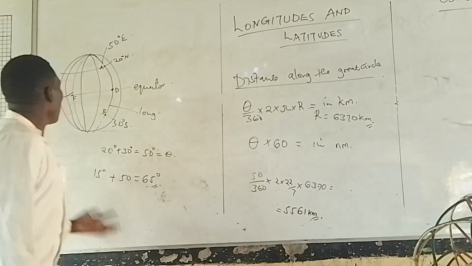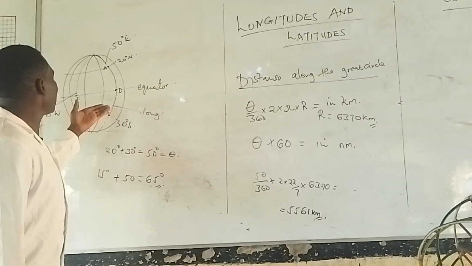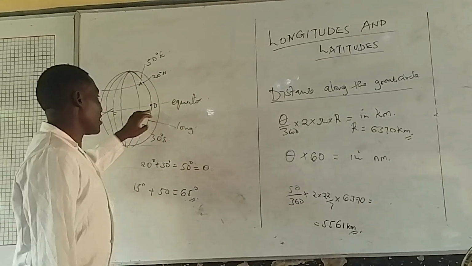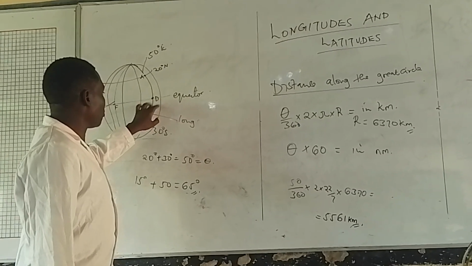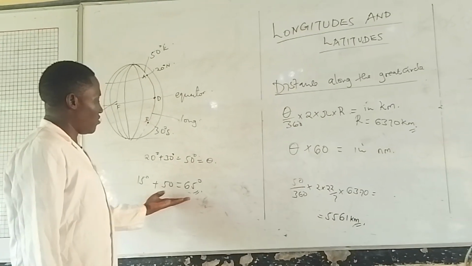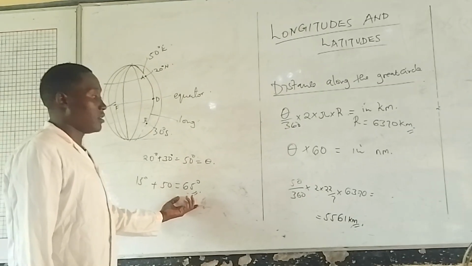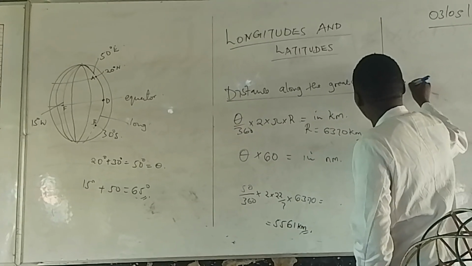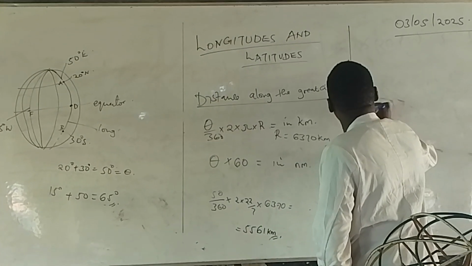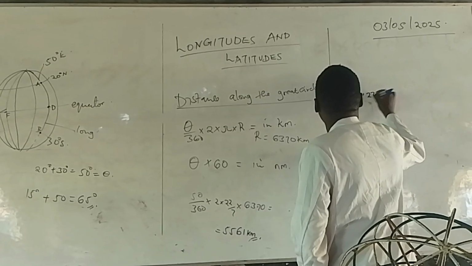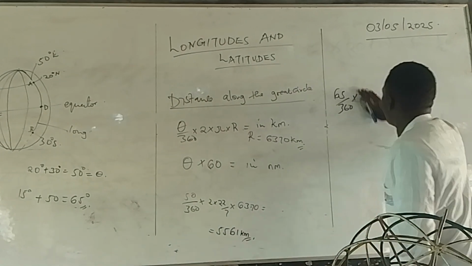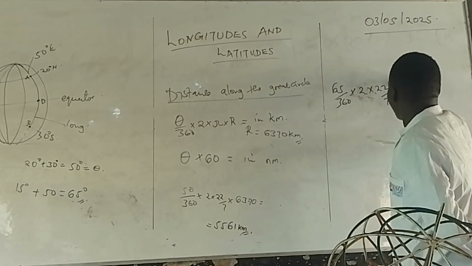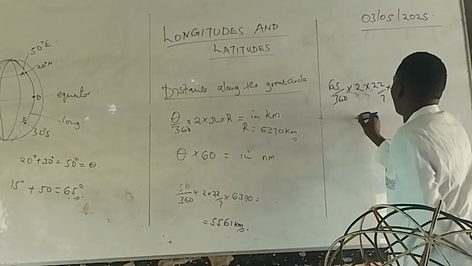So let us assume we were getting the distance from B to F. It means that this was our angle difference. So in kilometers, it's going to be 65 over 360 times, in fact it is 2 times 22 over 7, then times the radius, which is 6370 kilometers.